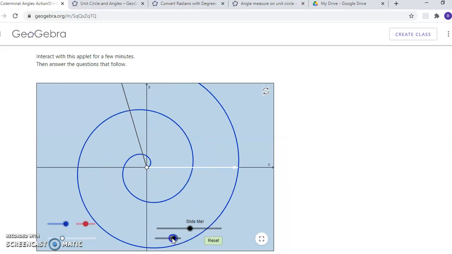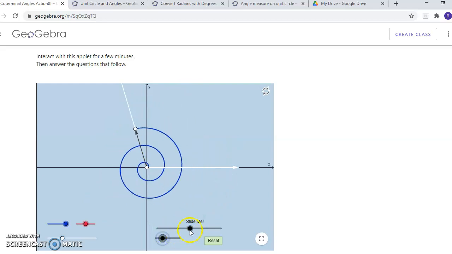Another angle. So the blue one is the positive coterminal angle because the rotation of the terminal side is counterclockwise, and the red one is the negative coterminal angle because its rotation is in the clockwise direction.